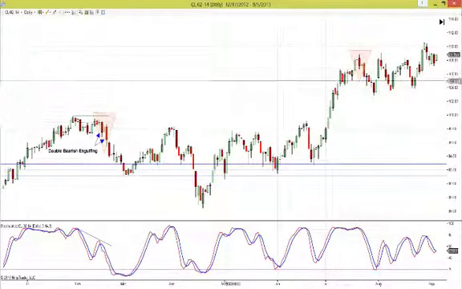All right, so I think those are enough examples for you to identify the bearish engulfing pattern, especially once you are already familiar with the bullish engulfing one. So this one is just the opposite.